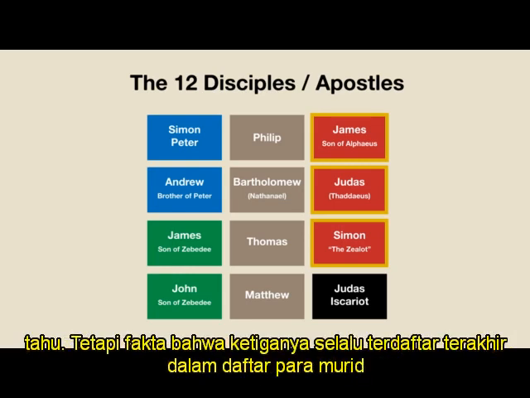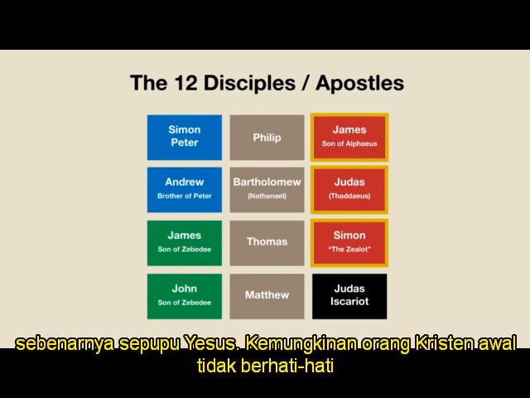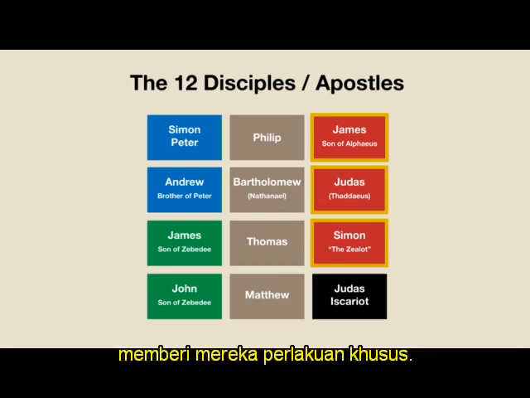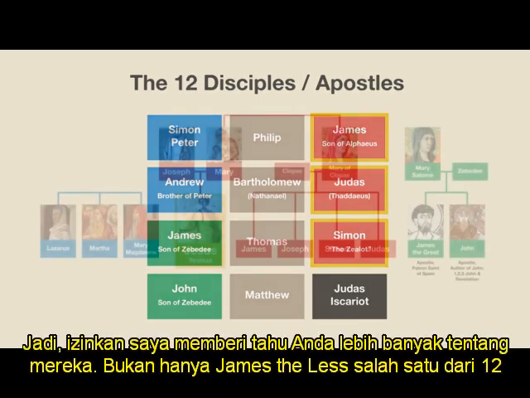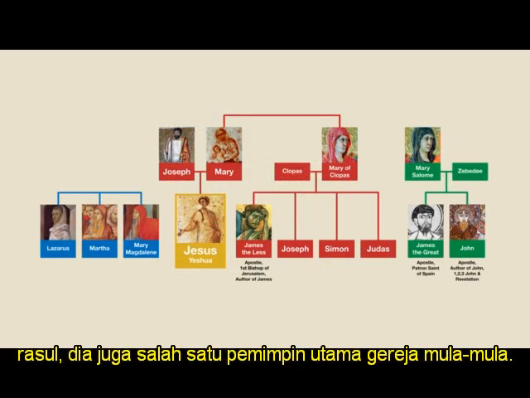But the fact that these 3 are always listed last in the lists of the disciples, other than Judas Iscariot, of course, I think is further evidence that they were in fact the cousins of Jesus. It's likely that the early Christians were being careful not to give them any special treatment. So let me tell you a bit more about them. Not only was James the Less one of the 12 apostles, he was also one of the main leaders of the early church.